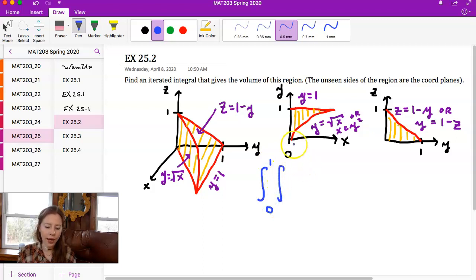Now for our y, our max for our y is 1, clearly. But our lower bound for our y is limited by y equals the square root of x. So our lower limit for our y is going to be the square root of x. Okay, so this curve right here. And then for z, our lower bound for z is going to be 0.